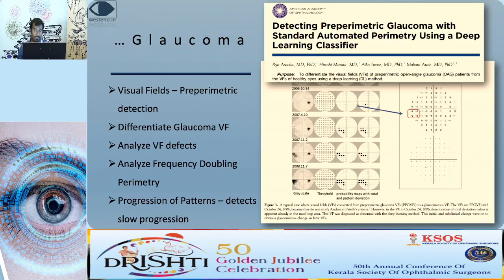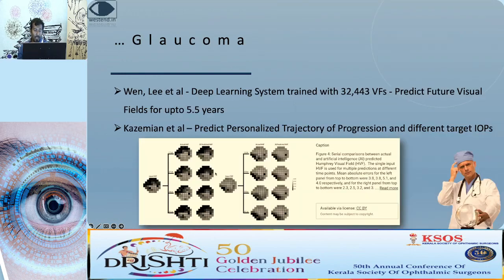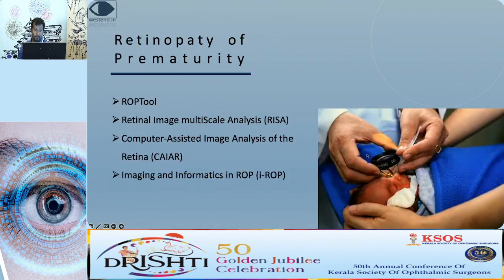And visual fields, you know, that is perimetry. AI can detect pre-perimetric visual field defects. And AI can do so many things in visual fields. AI can even predict the future visual fields. So this particular group, they trained an AI with 32,000 visual fields, and the AI was able to predict the future for the next 5.5 years based on the personalized target IOPs. So this one is the actual visual field and one is the predicted visual field.